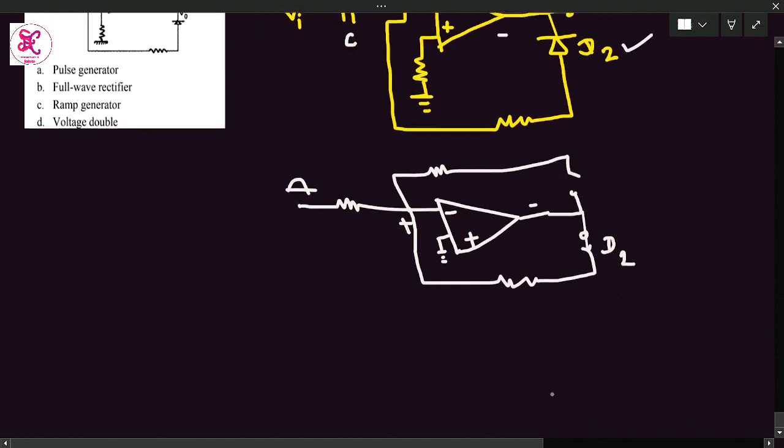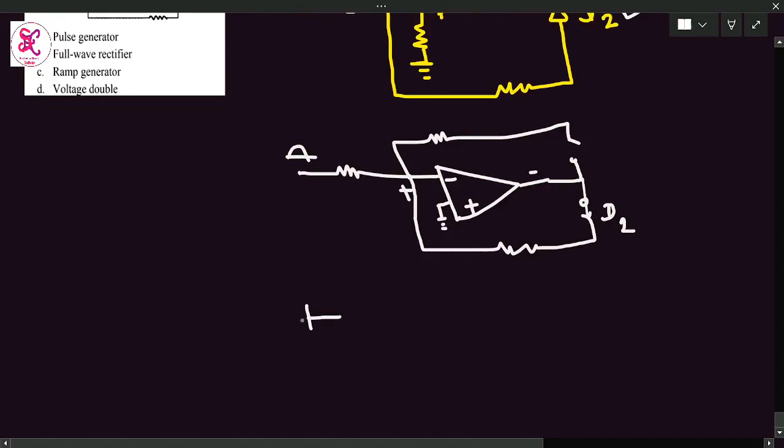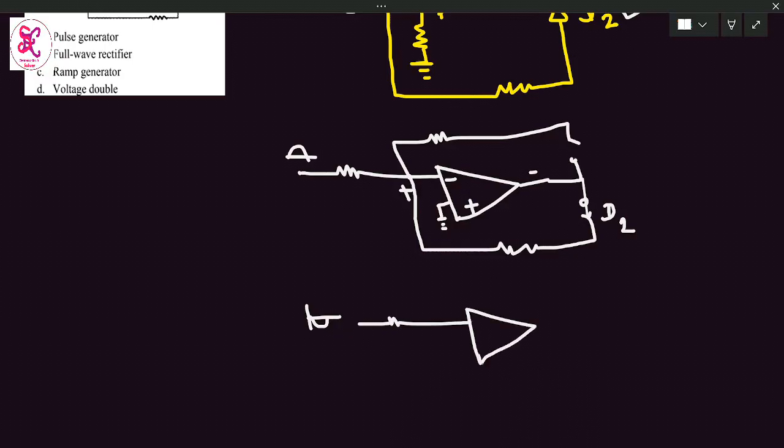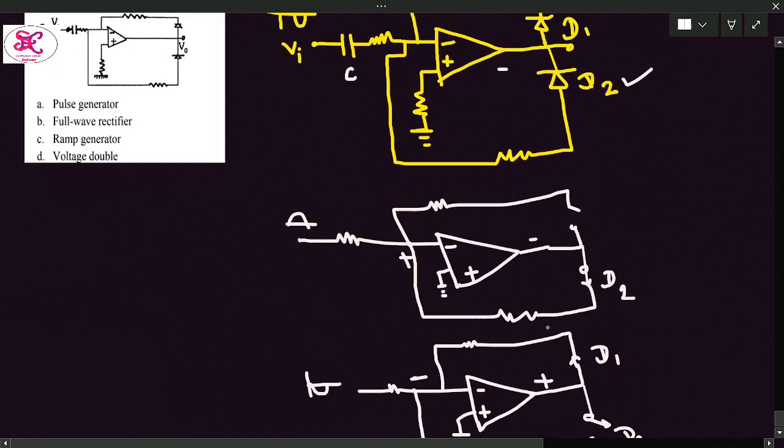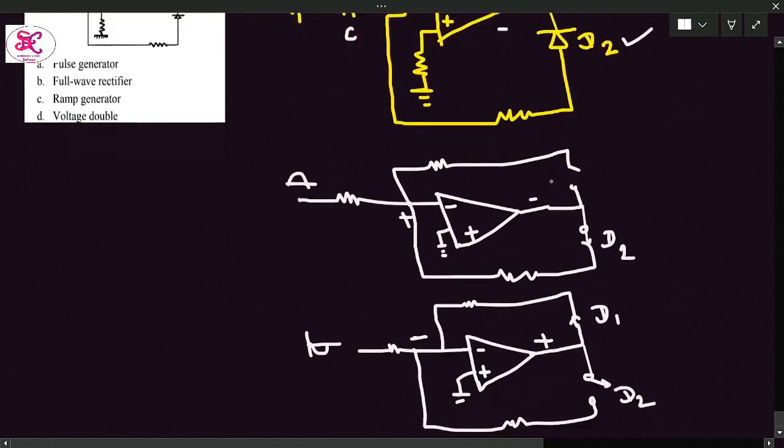What happens when the input is negative? I mean to say, during the negative half cycle, when we apply it at the inverting terminal, for simplicity I am converting the non-inverting terminal to ground, and in this case this is the feedback resistor. This diode, say D1, will be short circuited, and diode D2 will be open. So in this case, if the input is negative, the output will be positive, and this positive terminal is connected to the anode of the diode, and the diode will be in the on state.